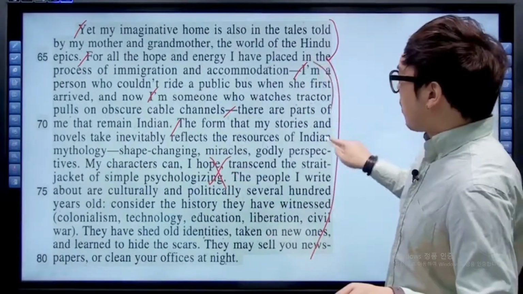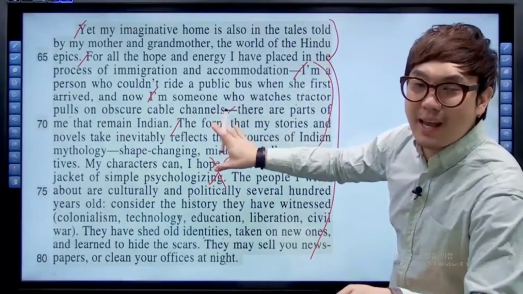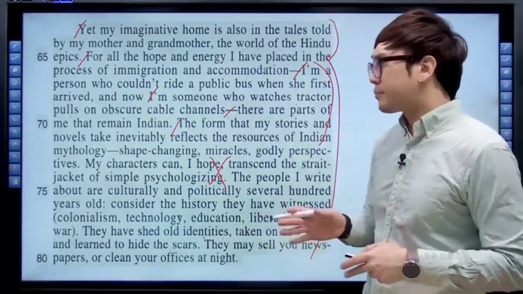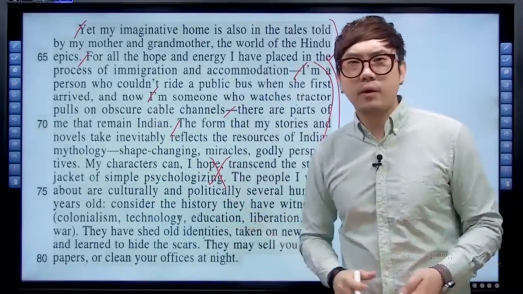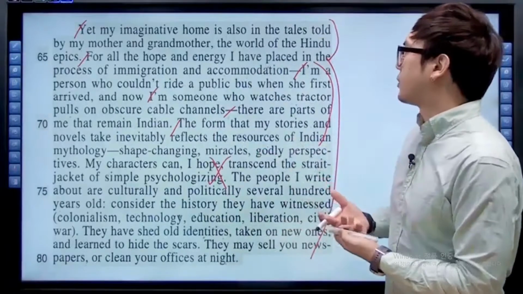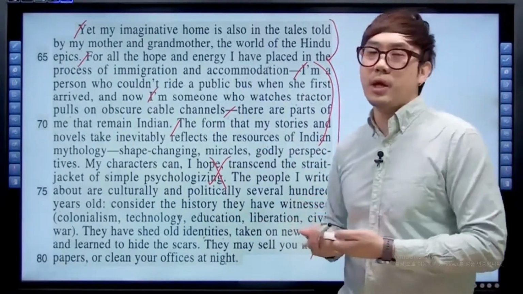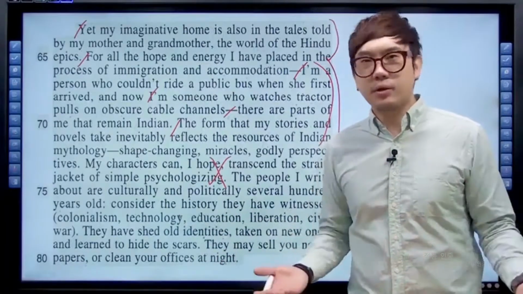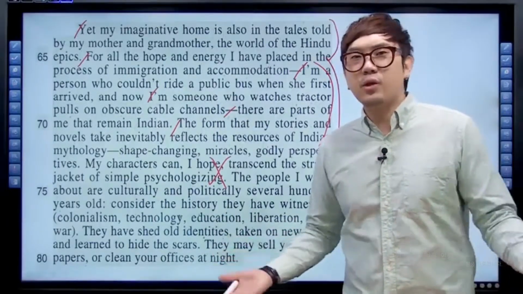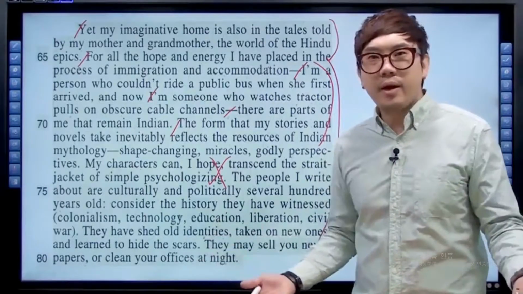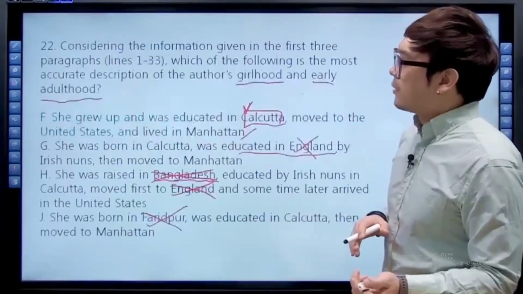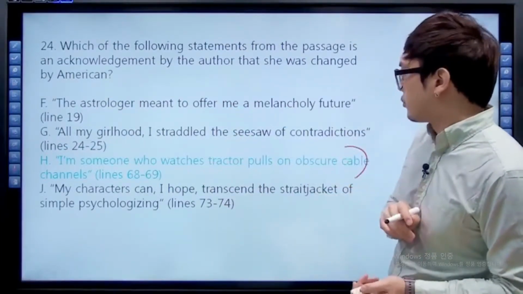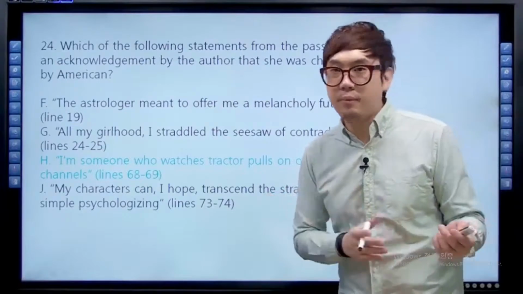So I guess this part is the best part in saying that she has been transformed by America, right? She was a person who couldn't even get on the bus. Now she is just someone who watches tractor pulls on obscure cable channels, right? So meaning that she doesn't really think of it as much now. It's nothing new. Everything is been there, done that, sort of, right? So she's a changed person. So of course the answer has to be someone who watches the tractor pulls on obscure cable channels, the best answer. All right, moving on to the next.